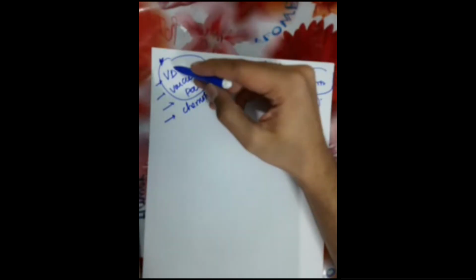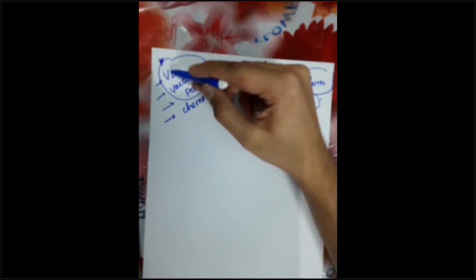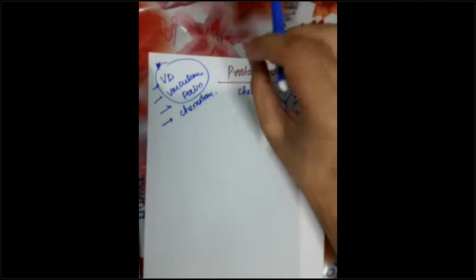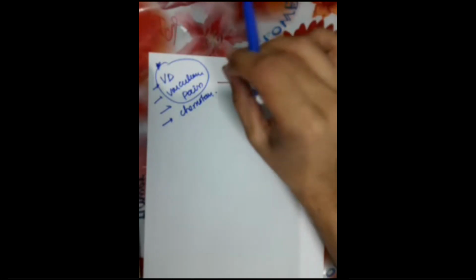All the signs I told you, dolor, calor, pallor, rubor, and tumor, were there, right? Pallor will not be there. Dolor, calor, rubor, tumor, and loss of function are all mediated by your prostaglandins only. Vasodilation, vascular permeability, calor, pain, and chemotaxis are by prostaglandins. Other functions we'll discuss separately.